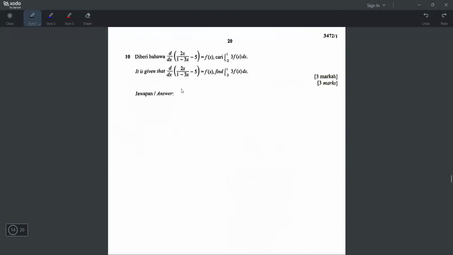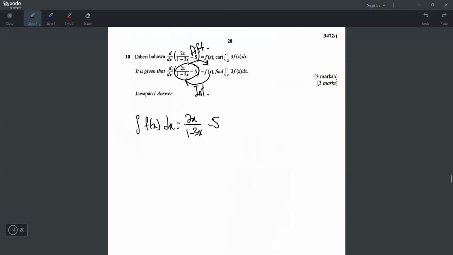They mention differentiate siapa? Differentiate yang ini dapat fx. So the process here is differentiate. That means when you integrate, you will get it back. And when you integrate siapa? You integrate fx dx. You will dapat balik 2x over 1 minus 3x minus 5.